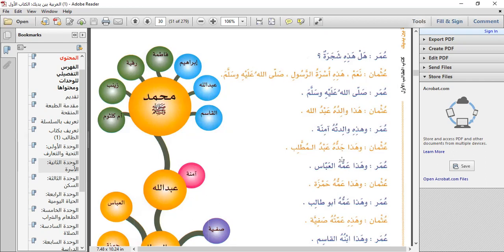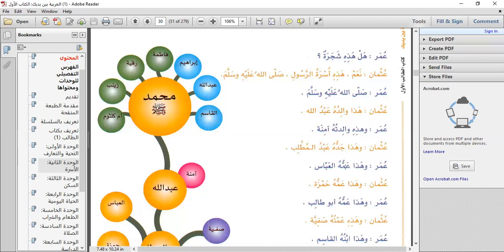Paternal uncle, really sorry. A paternal uncle means the brother of your father. So wa hadha ammuhu is paternal uncle, Al-Abbas. In Arabic, as I was telling, it's different. Paternal and maternal uncles and aunts are different; different words are used for them. I will tell you in a while.